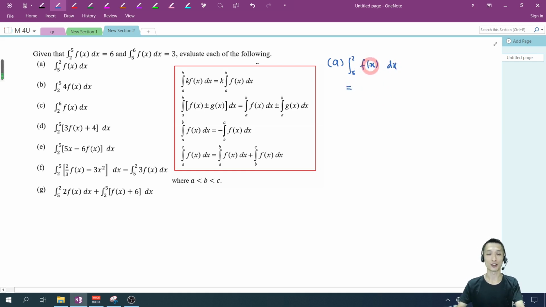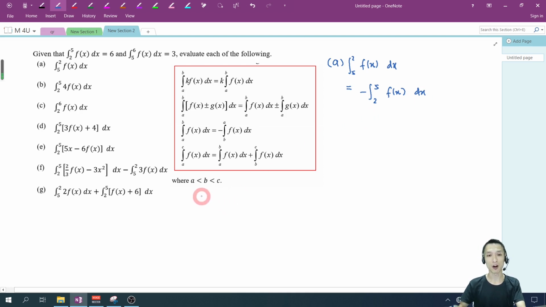Here we don't have the function, so we cannot integrate ourselves. What we need to do is use the two pieces of information given by the question to help us get the answer. You will notice that this and this are almost the same. The difference is this is 2 to 5, and this is 5 to 2. So what I need to do here is swap their places, the upper limit and lower limit, so it becomes 2 to 5. But when I do so, I need to add a negative in front of it.